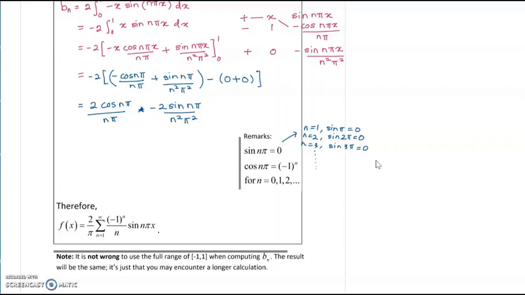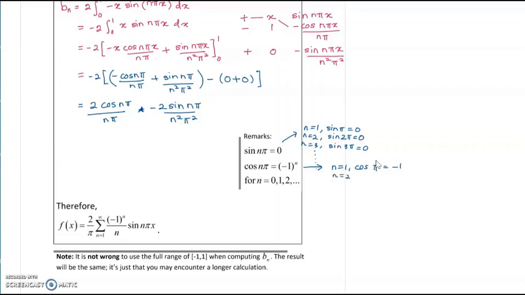If n equals half, for example, then it's not true. So in the context of Fourier series, n is always a positive integer. So sine n pi is always 0, but cos n pi can be simplified as -1 to the power of n. Here's the justification. When n equals 1, we have cos pi. So cos pi is -1.